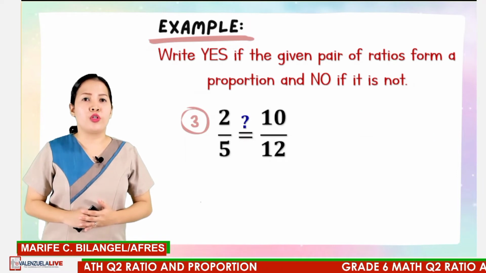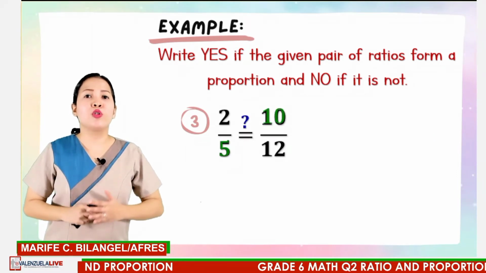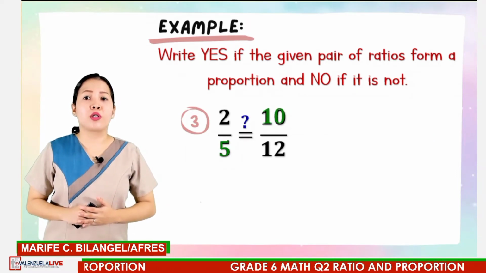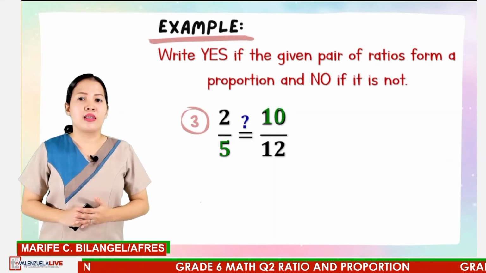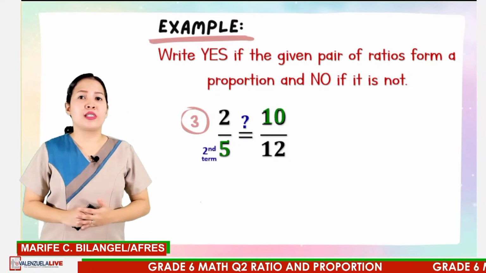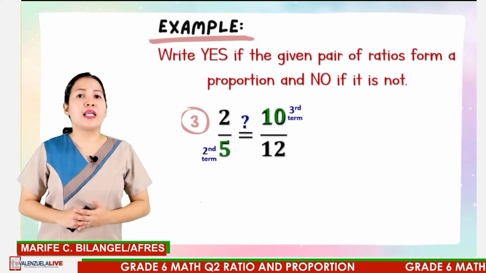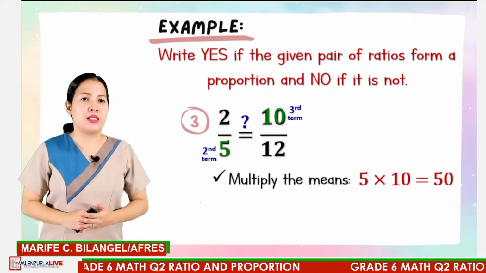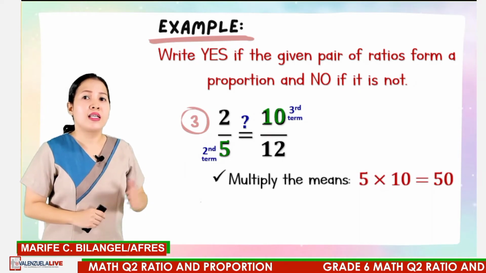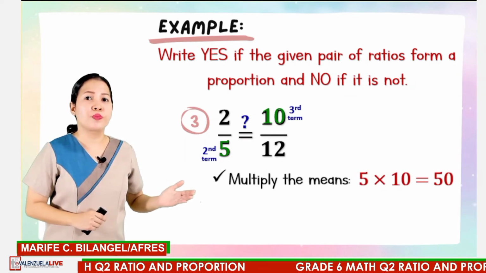12 is our fourth term. We already know that our means are composed of the middle terms, 5 and 10. 5 is our second term, and 10 is our third term. Let us now multiply the means. So 5 times 10, that is equal to 50.